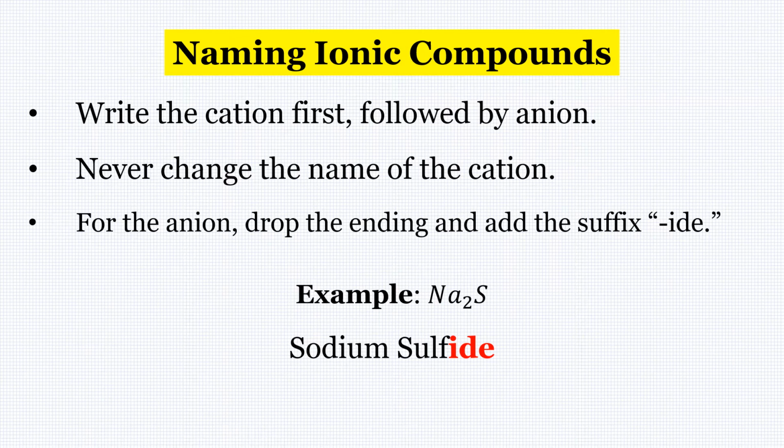So let's talk about how we go the other way, when we have the formula rather, and we want to write out the name. So just like before, we're going to write out the cation first, followed by the anion. Same step as before. We never change the name of the cation. Again, it's just write it out. Now for the anion, we drop the ending and add the suffix IDE.